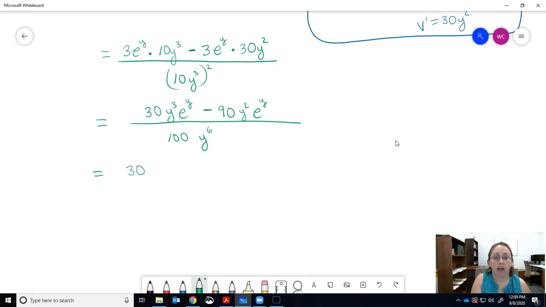If we pull 30 out, what else can we pull out? So we have y cubed and y squared. Always take the smaller power out. So y squared can come out. And then both terms on top have e to the y. Wow, we took a lot out.